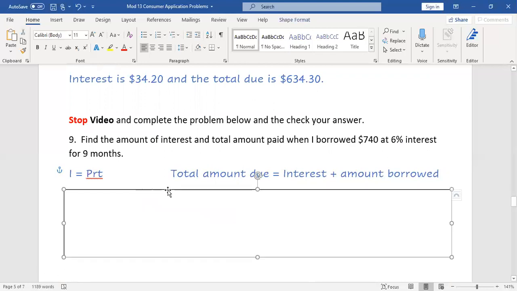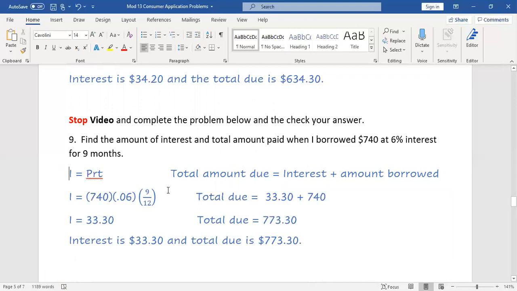So how did you do? The principal is going to be $740. The rate is 6%, written as a decimal, 0.06. Getting that 0 out in front is optional. And it's for 9 months, so 9/12. Plug all that into your calculator and you have $33.30. So the interest amount is $33.30.